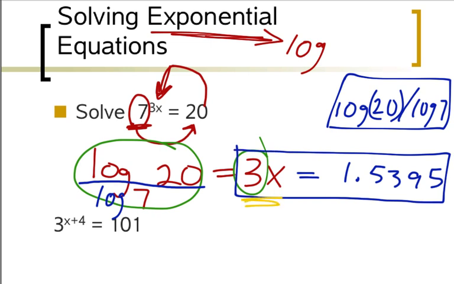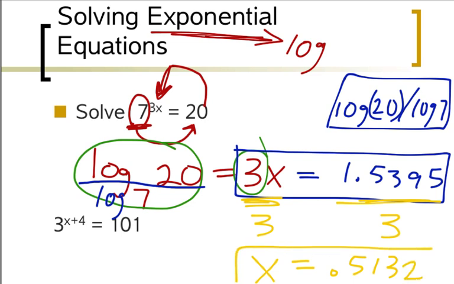So basically 3x is equal to 1.5395, but we want x alone, so all you have to do from there is divide by 3. And so we just take our answer on the calculator and go ahead and push divided by 3. And if I do that, I should get x equals 0.513, you can round it to 2, okay? 0.5132 should be what you end up getting.